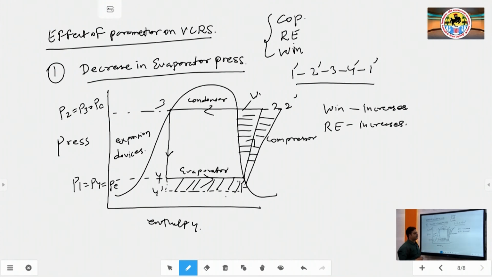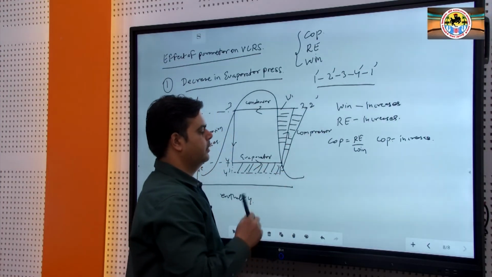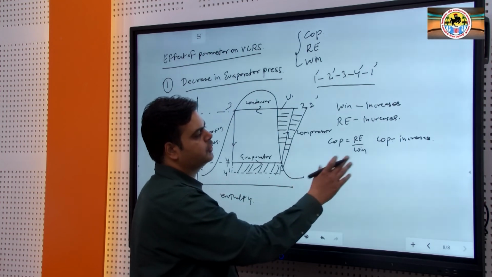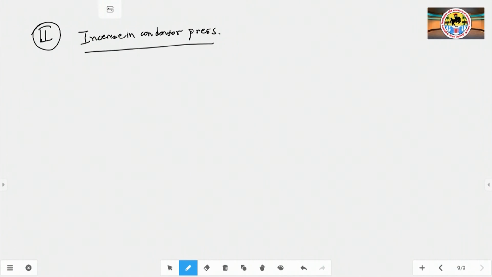What about the COP? We know the COP is the refrigeration effect upon work. The refrigeration effect increases and the work input increases, so the COP will also increase. So, we can say that when there is a decrease in evaporator pressure, the work input increases, the refrigeration effect increases, and the COP also increases. Next, increase in condenser pressure afterwards. Thank you very much.